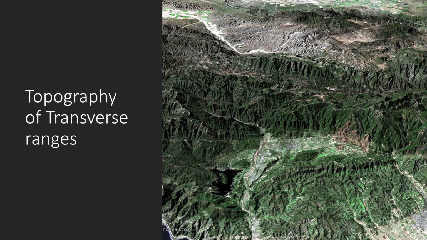So here's a look at what they look like if you've never transversed the Transverse Ranges. You will go through these mountains when you go down I-5. Here's just a look, with the LA Basin down here at the bottom right and Bakersfield up here at the top left.